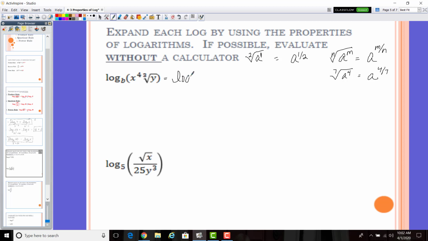So I'm going to change this to log base b of x to the 4th times y to the 1/3 power. Y has an exponent of 1. We're dealing with the cube root. Now I can successfully expand this, first using the product rule, so log base b of x to the 4th plus log base b of y to the 1/3. And then each of my new logs has a power, so I'm going to use the power rule to pull that exponent down to a coefficient and become a multiplier of the log.